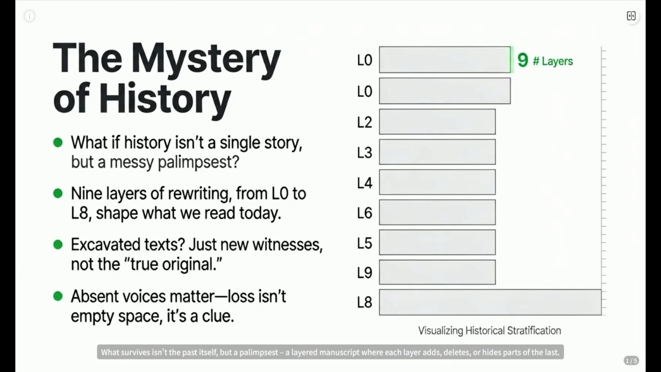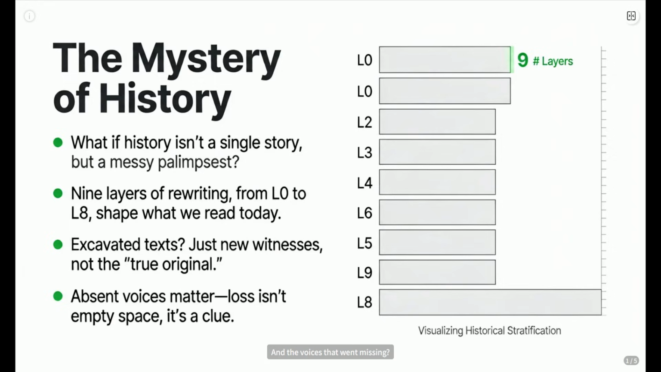What survives isn't the past itself, but a palimpsest, a layered manuscript where each layer adds, deletes, or hides parts of the last. Even newly unearthed texts are just new witnesses, not the definitive truth, and the voices that went missing. Their silence tells us as much as what was written.